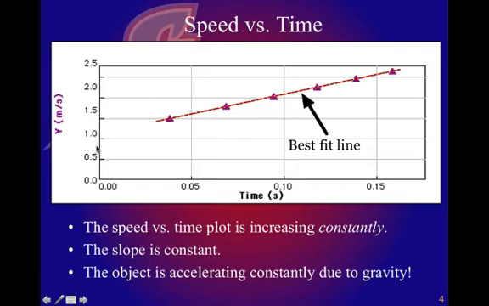And so what we say is the speed versus time plot is increasing constantly. And because it's increasing constantly, that means that the slope of this particular line is constant. And that should make a little bit of sense because the object is accelerating constantly due to gravity.